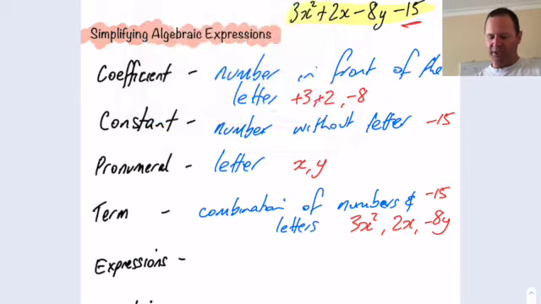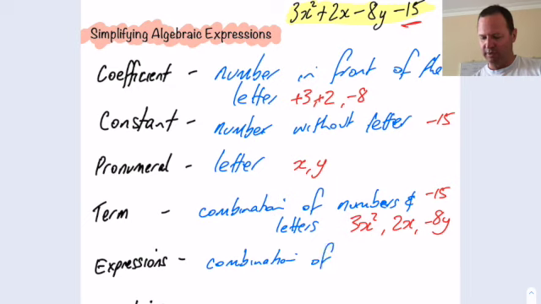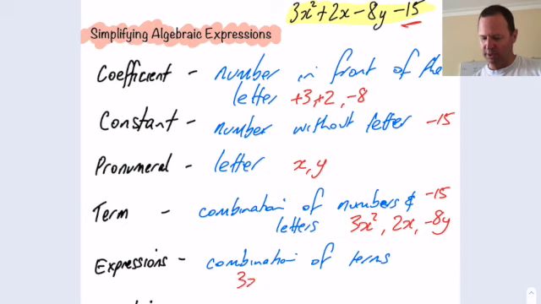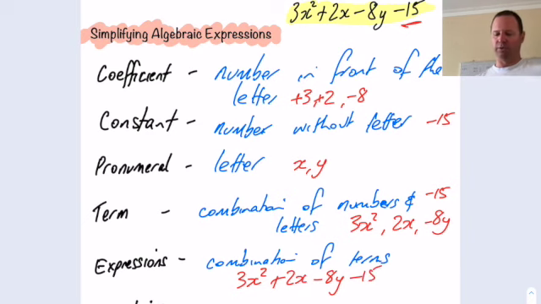An expression is just a combination of terms. It's like a stepping up from there. So in this case, it's just going to be that whole thing. So I've got 3x squared plus 2x minus 8y minus 15. That whole thing is what we'd call an expression.